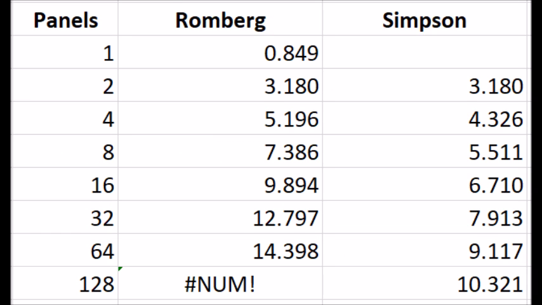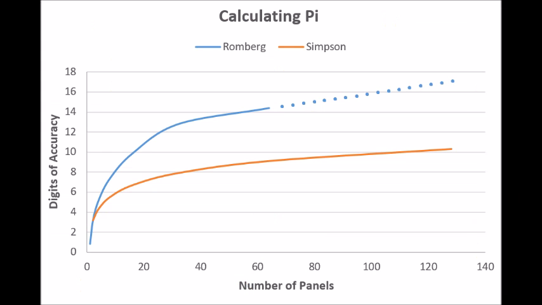Here I've summarized the 2 methods so we can compare side by side. Which one seems to perform better? A plot shows clearly that Romberg integration outperforms Simpson's rule. Because we reached the limits of the software at 128 panels, we can do a bit of extrapolation. It looks like we could have gotten 16 or 17 digits of accuracy. Of course, we are limited to about 14 after the decimal with this software, so that's where we must stop for now.